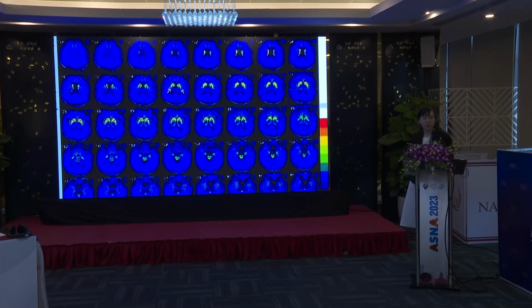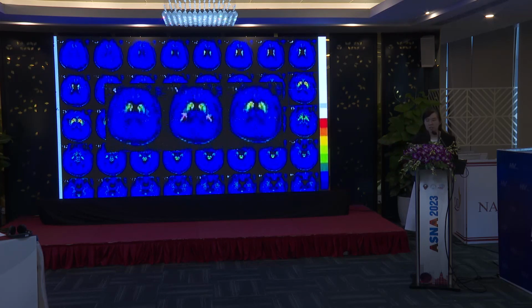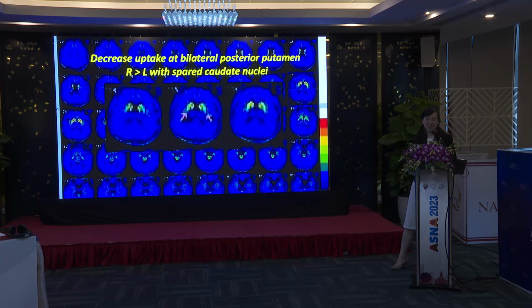This is a PET scan. PET scan can be done in Thailand to confirm whether the patients have Parkinson's disease or dystonic tremor. This is an F-DOPA PET scan from the patient in case 4, that guy who had the position-specific tremor while using a phone. And you can see the arrow size, right? There is decreased uptake at bilateral posterior putamen, more on the right than on the left, with spared caudate nucleus. So this is suggestive of PD tremor rather than dystonic tremor.